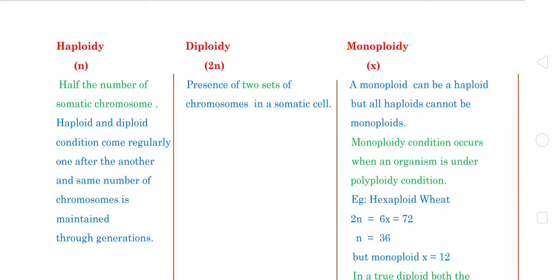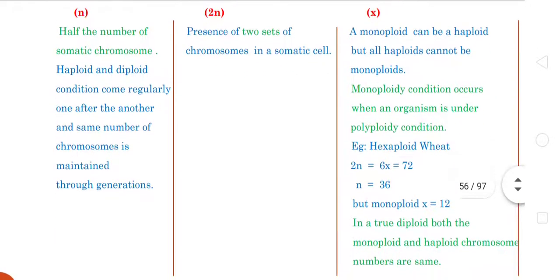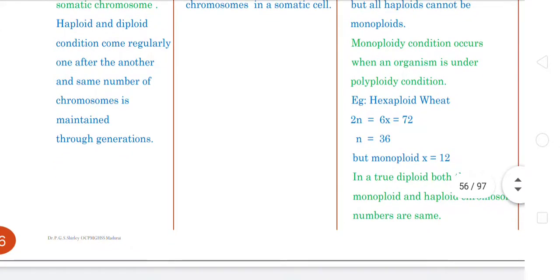What is monoploidy? This is different from haploidy. For example, the wheat plant is an example of hexaploidy. Hexa means 6. The wheat plant has a chromosome number of 72, but its haploid number n is 36. If it is 2n, we say 72. Single n means the number is 36.